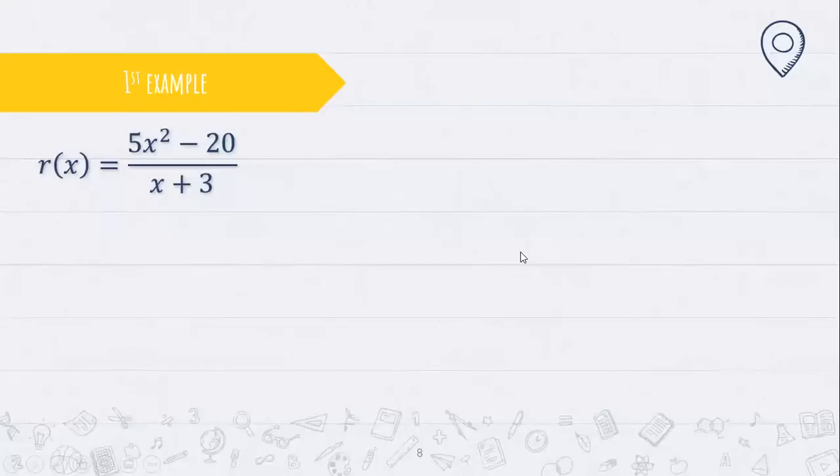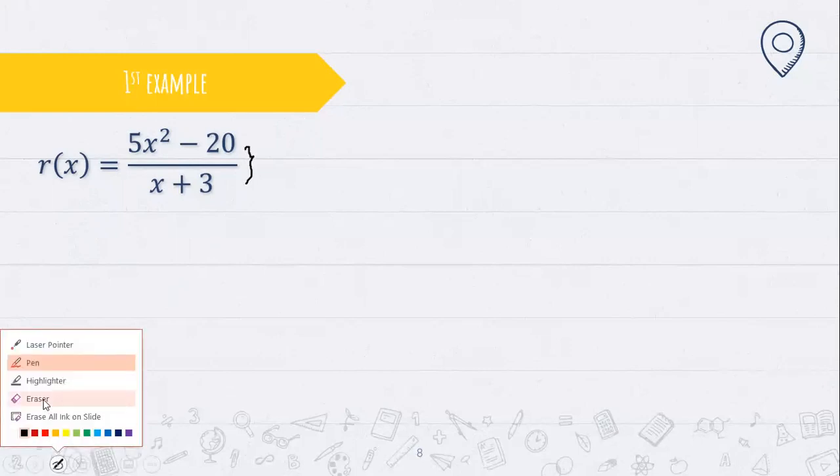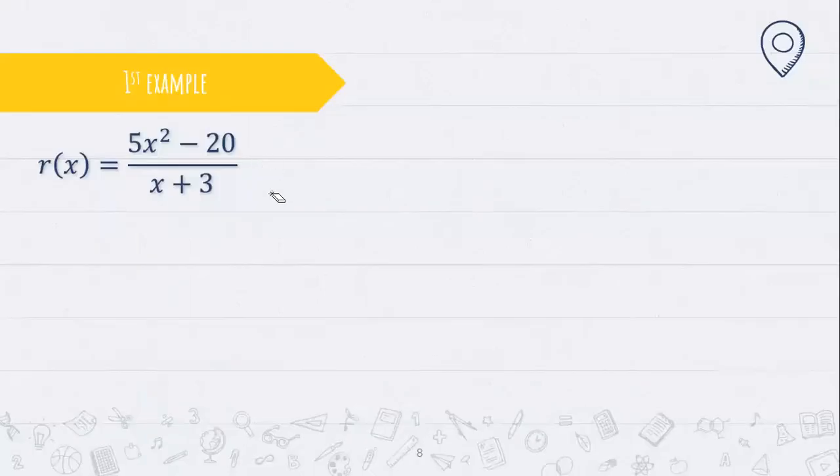Okay, so paano kunin? Ganito yan siya, class. Check muna natin yung r of x is equal to 5x squared minus 20 all over x plus 3. Pwede po ba itong i-simplify, or yan na talaga siya as is? Masi-simplify po ba natin si r of x? May common factor ba sila na pwedeng i-cancel?